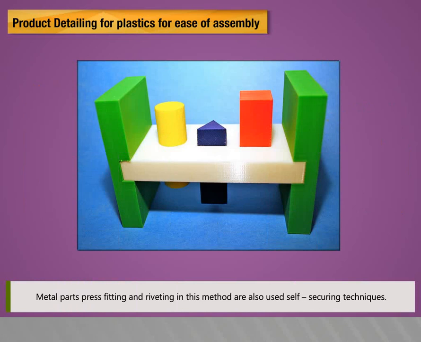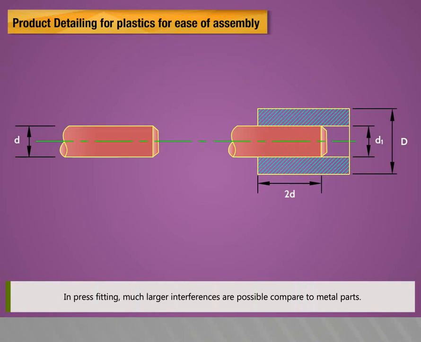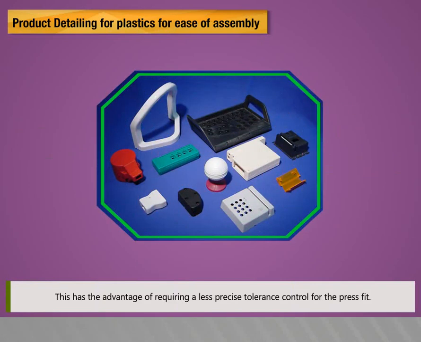Press fitting and riveting, as in metal parts, are also used as self-securing techniques. In press fitting of plastics, much larger interferences are possible compared to metal parts. This has the advantage of requiring less precise tolerance control for the press fit.